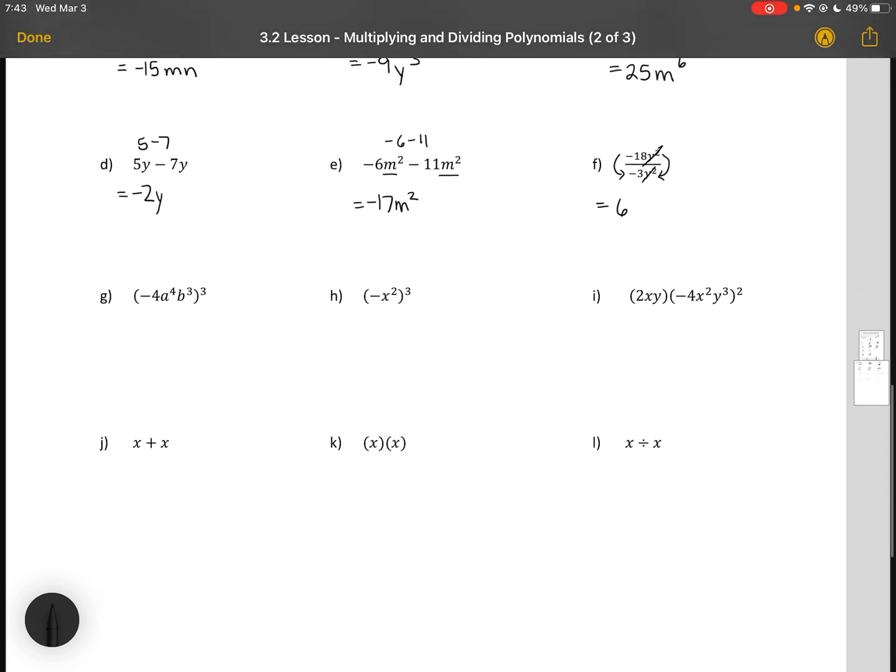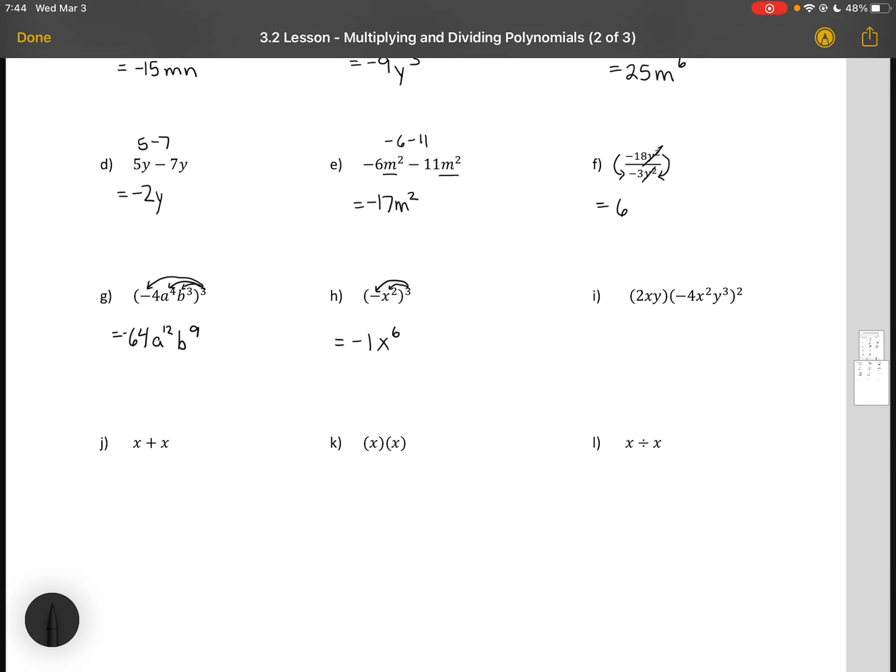Example G, the first thing I'm going to do is apply the exponent to minus 4 cubed, which is going to give me minus 64. Then I'm going to apply the 3 to the a by multiplying those exponents. And then I'm going to apply the 3 to the b, so b to the 9. H, my 3 applies to the negative 1 that is in front, so I get negative 1. And then the 3 also applies to x squared by multiplying the exponents.